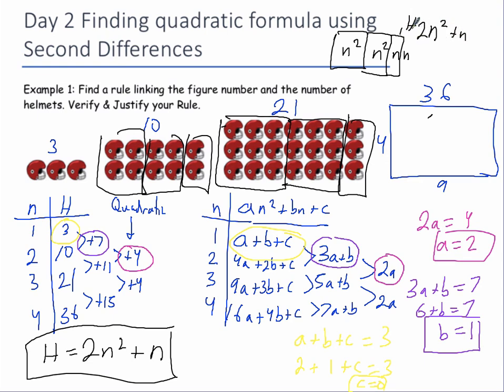So this is kind of an outline of how you can justify or prove that the rule is 2n squared plus n.